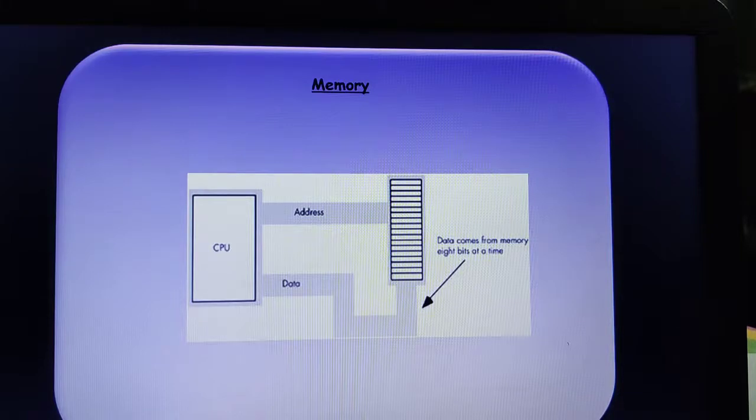Suppose my computer has a 36-bit address bus, then how many locations can I have? 2 raised to 36 bytes. You need to calculate 2 raised to 36, and that works out to around 64 GB of memory locations I'll be able to have. So all this is about the address bus.